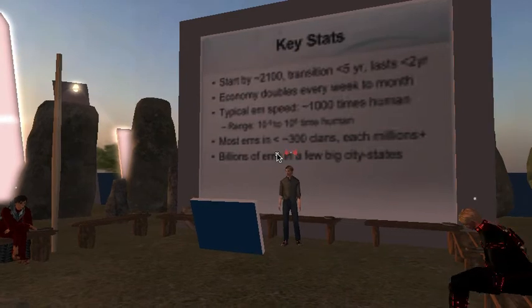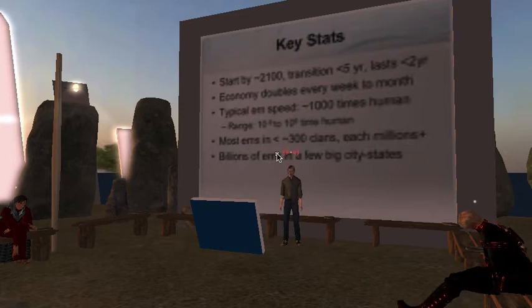They have an enormous range of speeds, but most emulations come from only a few hundred humans, and so there's a high inequality in the transition from humans to emulations, and they would cram very densely into a small number of very dense big city-states.